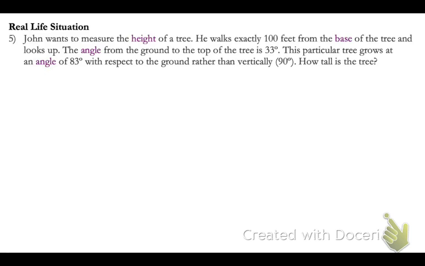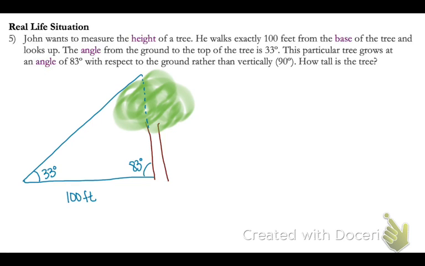Okay, so again, the first thing we want to start with is a picture, labeling our information. So John's over there at that 33-degree angle, looking up at the top of the tree. If we want to use law of sines to solve this, we need the angle across. What we're looking for, number one, is the height of the tree there. And then since they've given us the base, but we don't have the angle across from it, we're going to use the fact that the three angles add up to 180 to get that angle is 64 degrees.